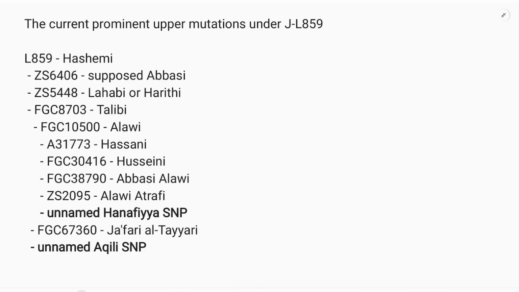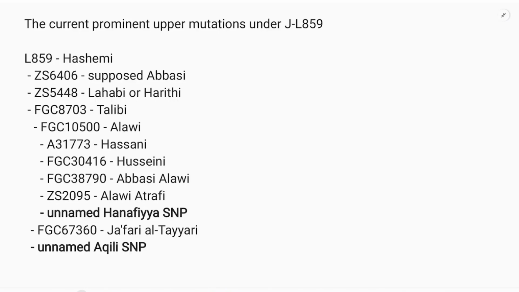All the descendants of this mutation, except 2, which we will address later, claim a descent from Ali ibn Abi Talib alayhi salam, and below it there should be 5 mutations representing each of his sons, as shown in the pedigree above. So currently 4 have been identified, and we still await the finding of a 5th mutation.